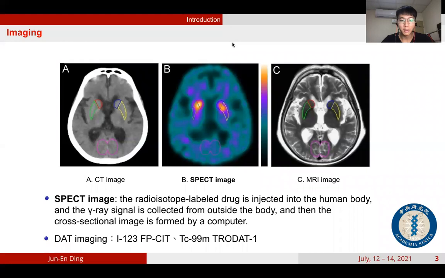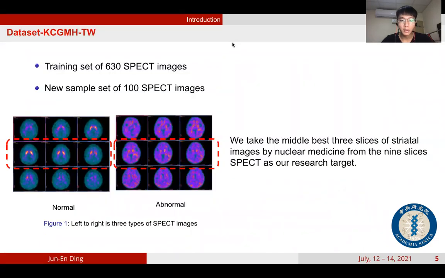For SPECT imaging, a radio-labeled drug is injected into the human body, and the gamma ray signal is collected from outside the body, and then a cross-sectional image is formed by a computer. In this study, we use clinical data sets of KCGMH-TW. The total training data is 130 SPECT images, and 100 SPECT images are used as testing sets. We take the middle 3 slices of the images, selected by nuclear medicine from the 9-slice SPECT, as our research targets.